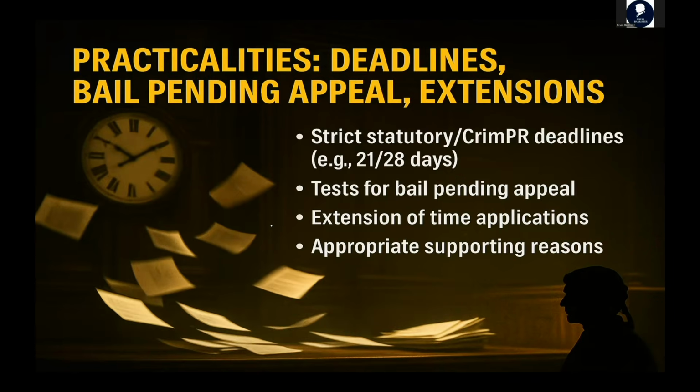So let's bring it together with some practicalities. The time limits are fairly strict, so it's typically 21 days from magistrates to Crown Court and 28 days to the Court of Appeal. As I said again, this is effective as of time of recording. I do recommend you refer to your latest syllabus in case there are any changes. Defendants can apply for bail pending appeal, though it's granted only in exceptional cases. If you miss a deadline, you'll need an extension of time with good reason.